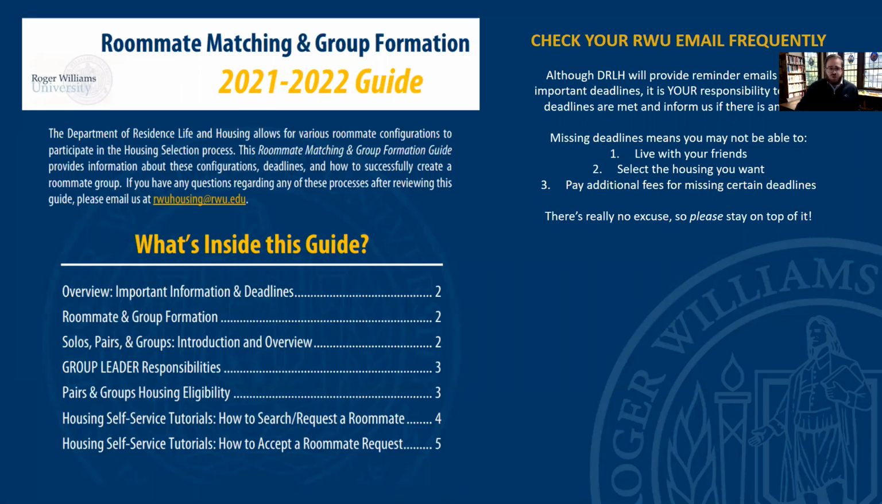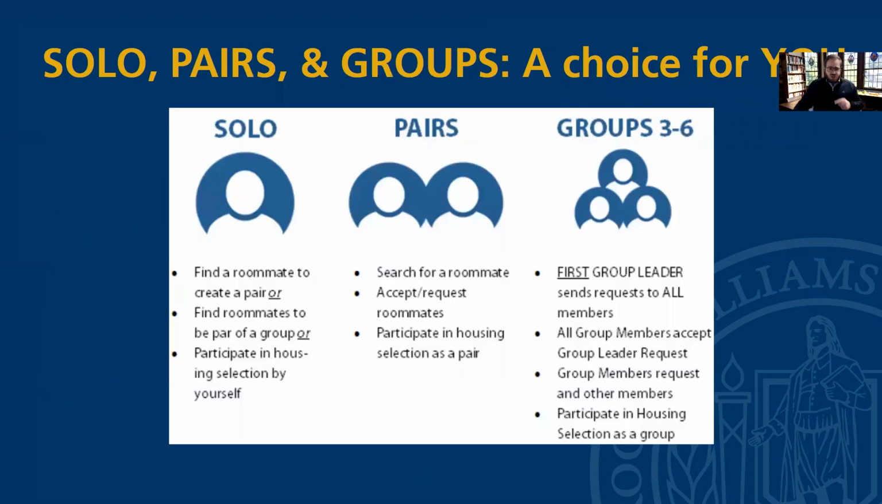The big thing you need to do is check your email frequently. We send a lot of deadlines out, and I know it's overwhelming, but there really is no excuse to miss a deadline. If you miss a deadline, you might not be able to live with your friends, you might not be able to select the housing you want, and you might actually have to pay additional fees for missing certain deadlines. So stay on top of it. If you have questions, reach out to us. Simple as that.